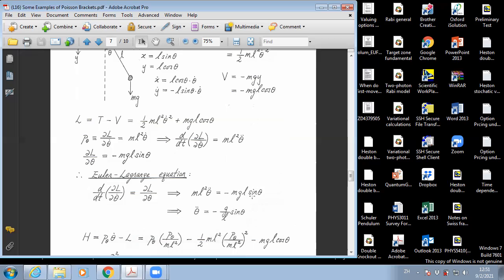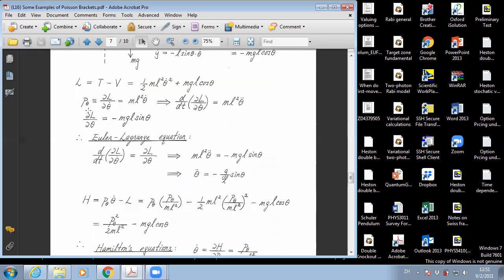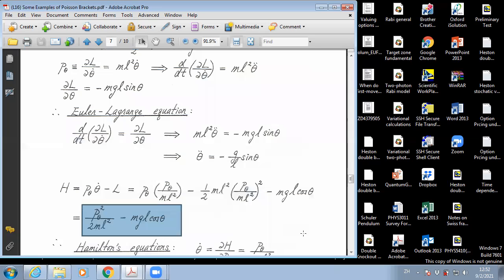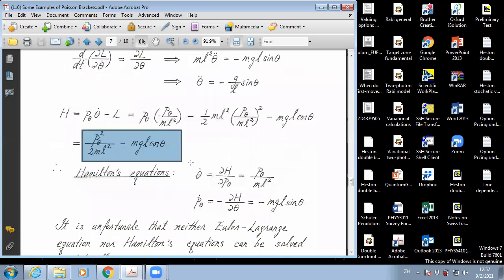How about Hamilton's equations? We figure out the generalized momentum corresponding to theta, p theta equal to partial L over partial theta dot, which is equal to m l squared theta dot, all right? Then H is equal to p theta theta dot minus L, right? Substituting this definition for p theta, we can rewrite the Hamiltonian as this, okay? Then Hamilton's equations are given here.